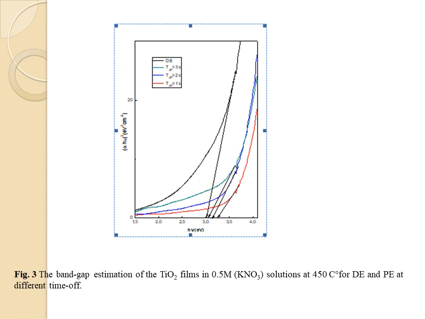Based on the results given in Figure 3, it was noted that the optical band gap of titanium dioxide films developed using direct electrodeposition and pulse electrodeposition mode lies between 3.01 and 3.28 electron volts.